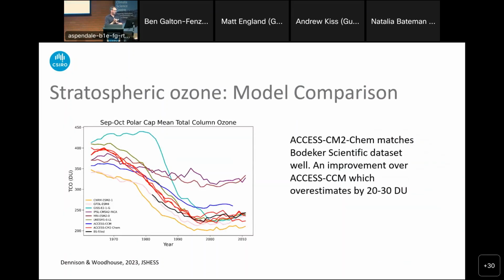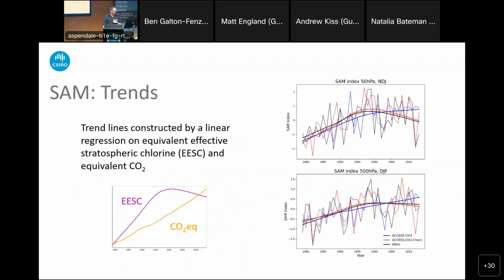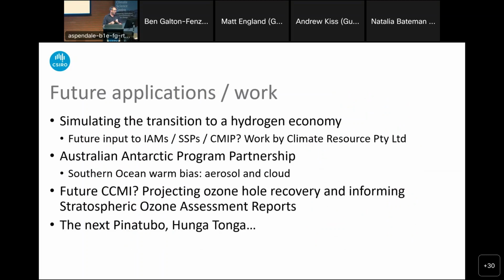In doing that work, we found our model, ACCESS-CM2 Chem, does a really good job. Compare the red squiggles to the black squiggle, and then compare that to the blue squiggle. Blue is old, red is new model, black is observations. Looks good. And in that JShesh paper, one of the points that comes across is you actually simulate the stratospheric SAM trend better with coupled chemistry than you do without. So there are benefits all around the model to including explicit chemistry.